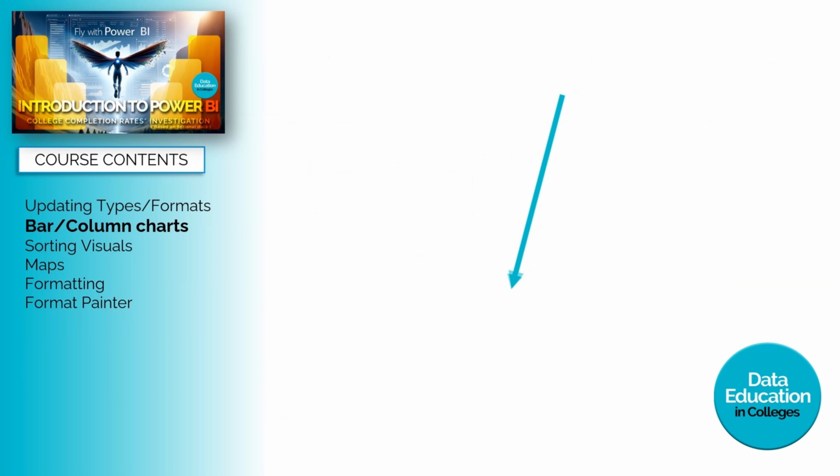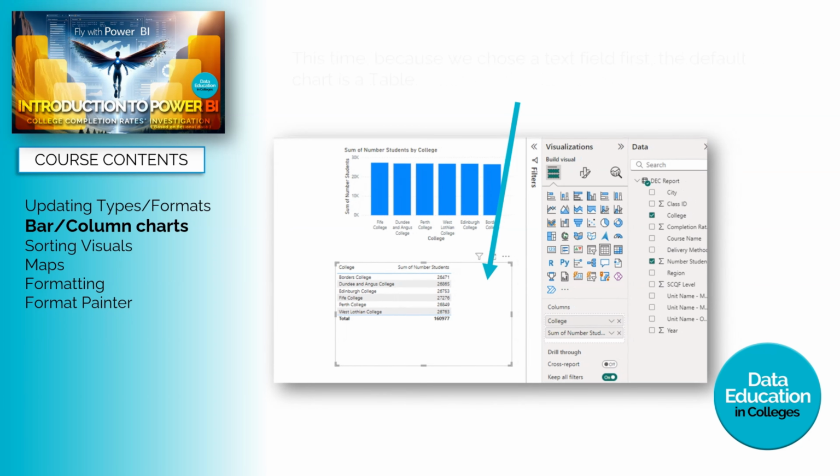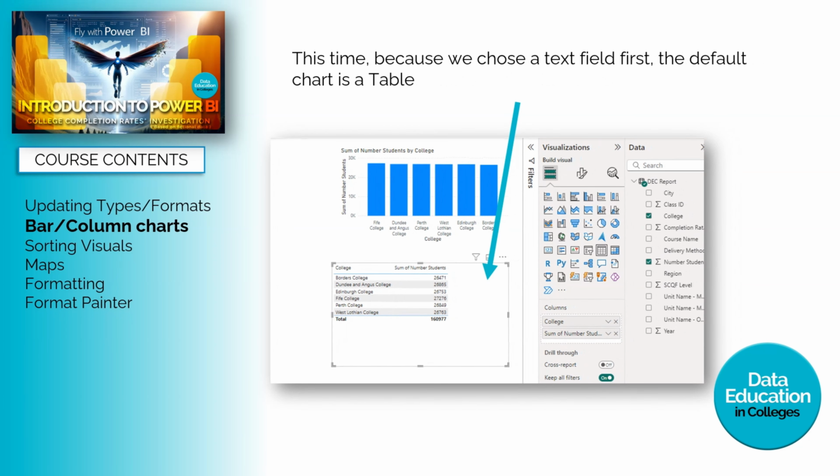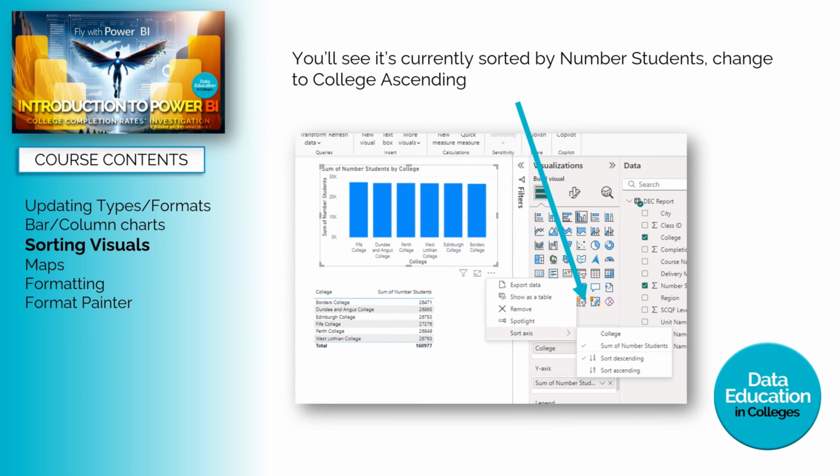Okay, click into the white space, in other words, off the chart. Now click college first, then number of students. Exactly the same data, but because we picked a text field first, the default one this time is a table. Go back to your chart, click the three dots for more options, and we're going to arrange the axis. You can see at the moment it's sorted on number of students. Change that to college. Pick ascending, and your axis is sorted out in alphabetical order of college.